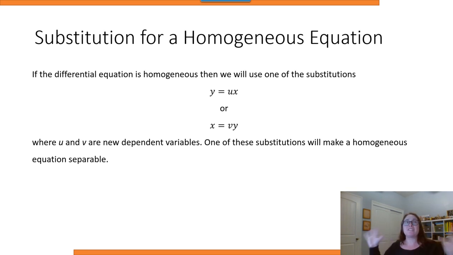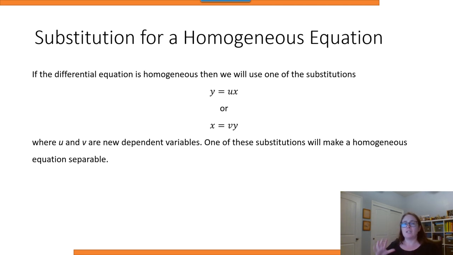Okay, so if I've established that I'm dealing with a homogeneous equation, then I'm going to use one of these two substitutions. Either y equals u times x, so I would replace all the y's in the equation with u times x, or x equals v times y. In both of these cases, the u and the v are new variables that we're not really going to define. They're just a placeholder so we can change the form of our differential equation, so that we can turn it into something that we can solve using separable or sometimes integrating factor.